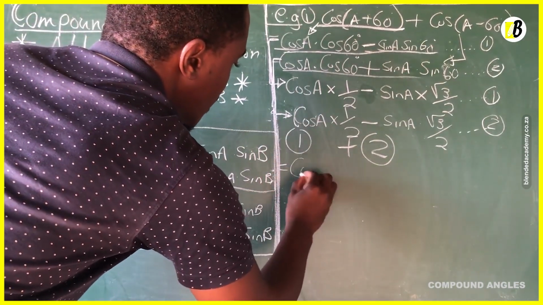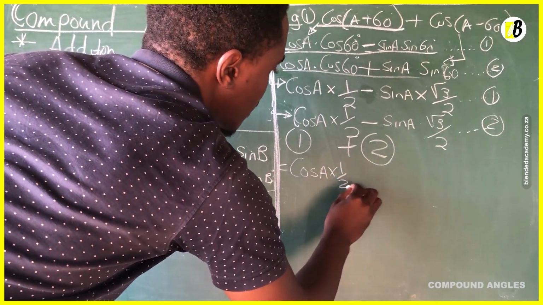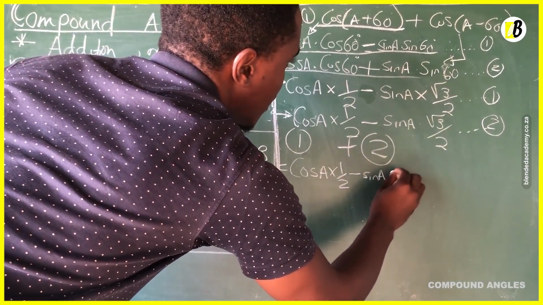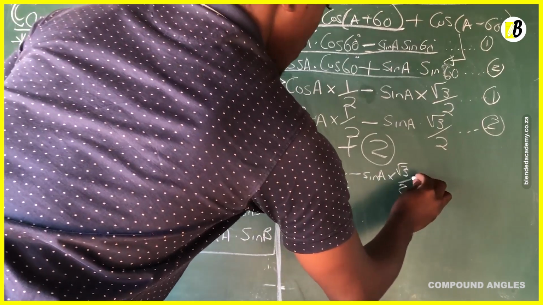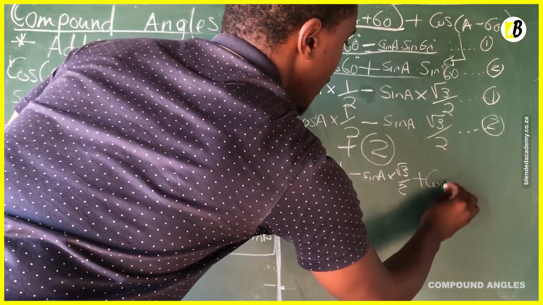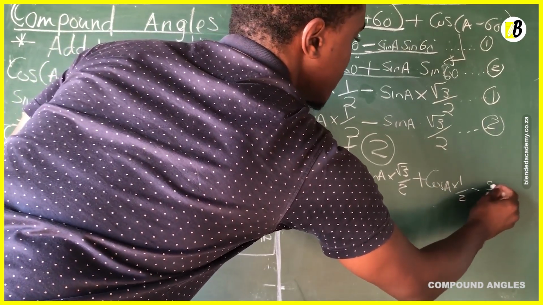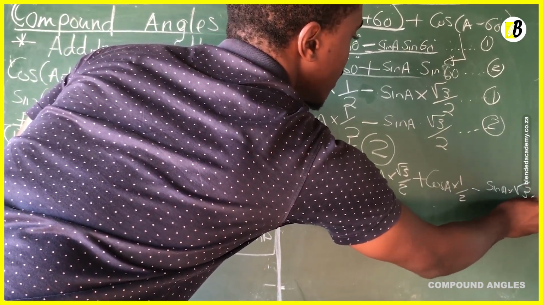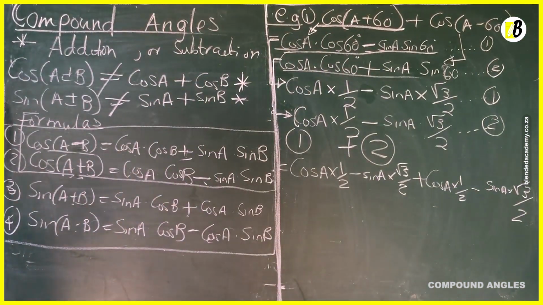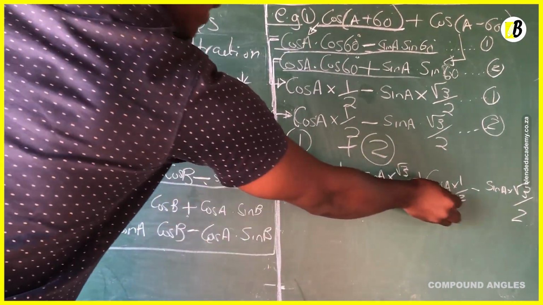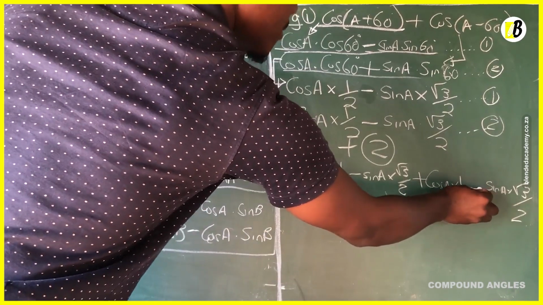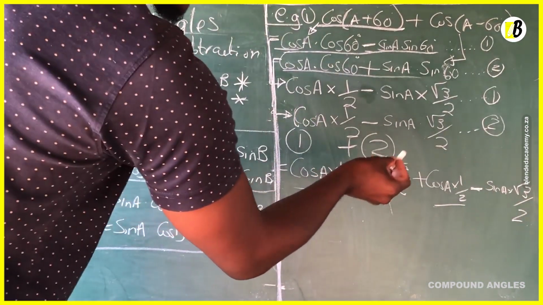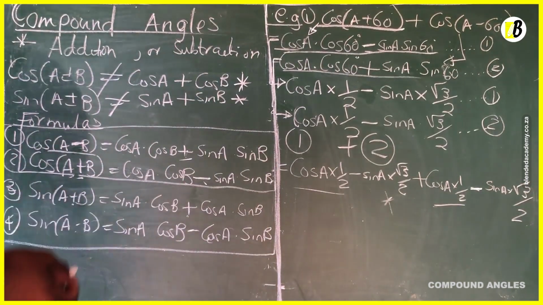It's going to be cos A multiplied by a half minus sine A multiplied by square root of 3 over 2. That's the first expression. And then the second one is plus cos A multiplied by half minus sine A multiplied by square root of 3 over 2. So we're adding the two expressions. From this, we can see that we have like terms. We have cos of A multiplied by half and also cos of A multiplied by half. And we also have sine of A multiplied by square root of 3 and also minus sine A multiplied by square root of 3.